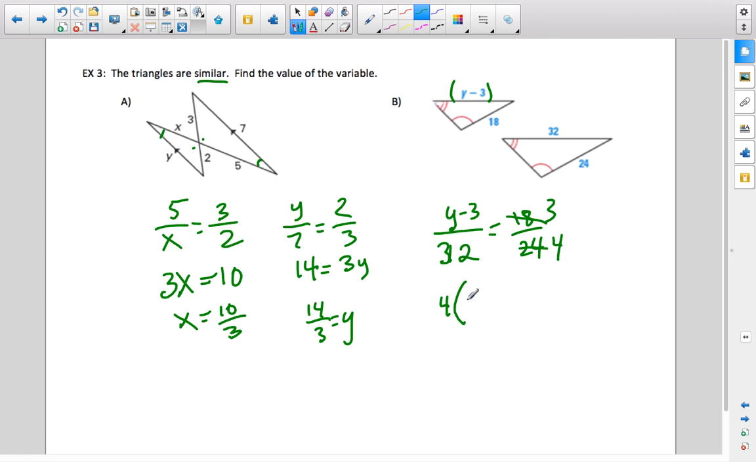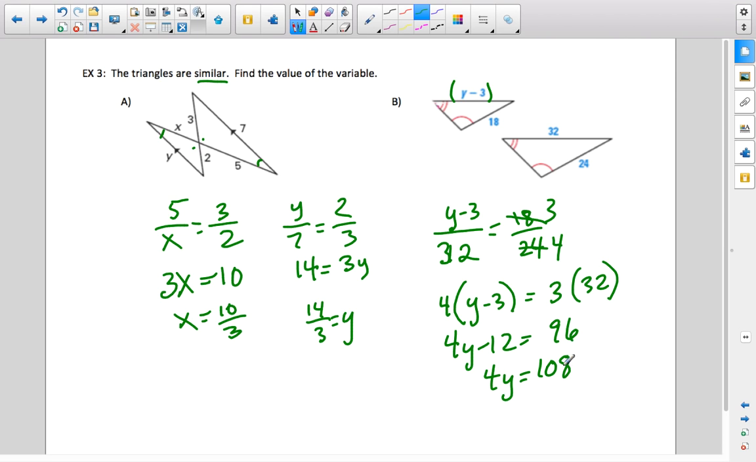I have 4 times the quantity of y minus 3 equals 3 times 32. Don't forget to distribute that 4, and we get 4y minus 12 equals 96. Add 12 to both sides, and 4y equals 108. Dividing both sides by 4, y equals 27.